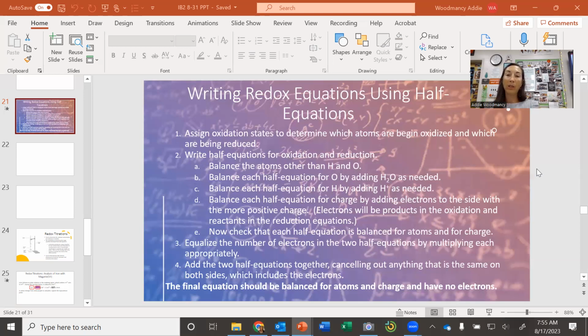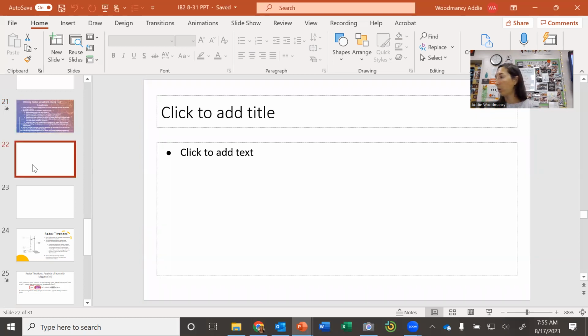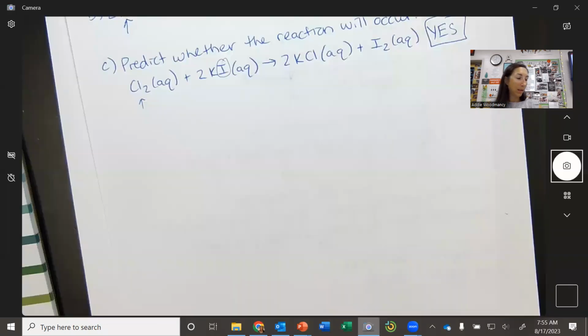Then you check that each half equation is balanced for atoms and charge, and you equalize the number of electrons in the 2 half equations by multiplying appropriately. So like if in one half equation you have 1 electron, in another one you have 2, you'll have to multiply the 1 electron equation by 2 so that they can cancel. So that's the overall gist. Like I said, it's scary until you see it in action. So this is going to take up a lot of space. It's probably going to take up the whole next slide that you have, just at least for the first one, so that you can see all the steps in place. So let's take a look.